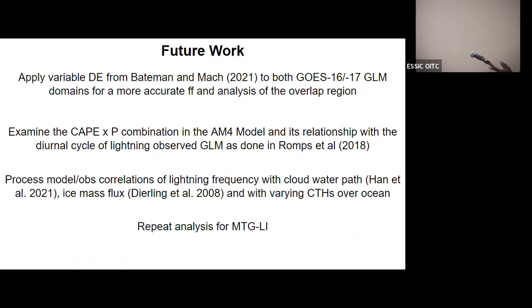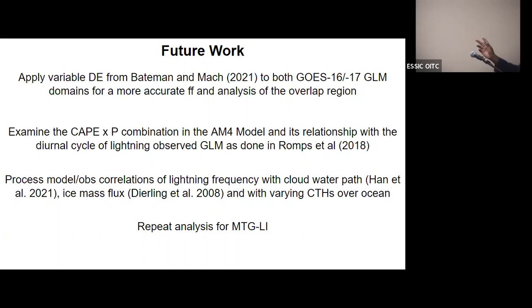And so there's several things we want to do. We're, I guess, working with Monte Bateman at Marshall Space Flight Center to see if we can get the varying detection efficiencies over both the GOES-16 and GOES-17 domains. And so that might help us in getting a more accurate flash frequency. And then, of course, examine the CAPE and total precipitation in the model.